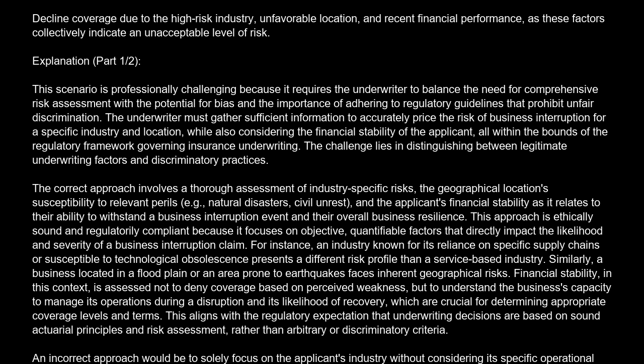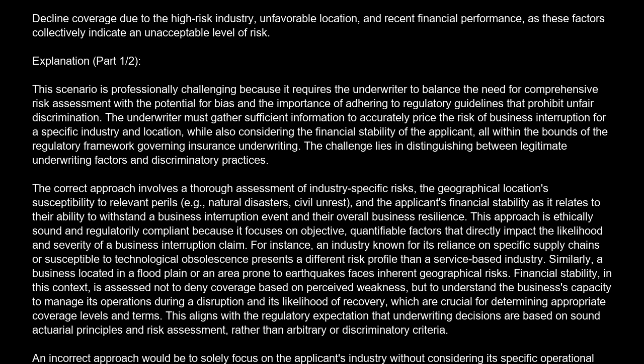The underwriter must gather sufficient information to accurately price the risk of business interruption for a specific industry and location, while also considering the financial stability of the applicant, all within the bounds of the regulatory framework governing insurance underwriting. The challenge lies in distinguishing between legitimate underwriting factors and discriminatory practices.